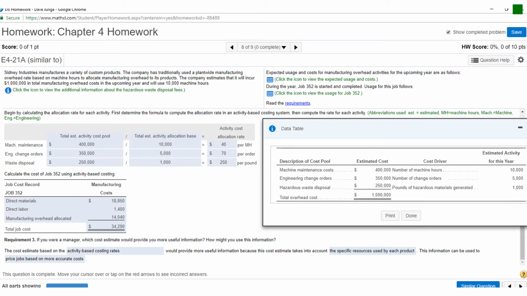The last part says, if you were a manager, which cost estimate would provide more useful information, and how might you use this? It says the cost estimate based on the activity-based costing rates is what you want to put in there.